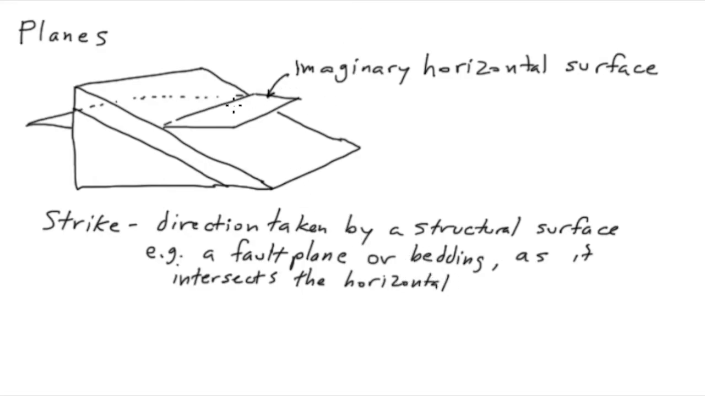So that intersection, I'll use a different color here, is like the direction of this green line I'm drawing. If we could take a compass and stand on this surface and see what direction that green line is pointing, that would be what we call the strike.